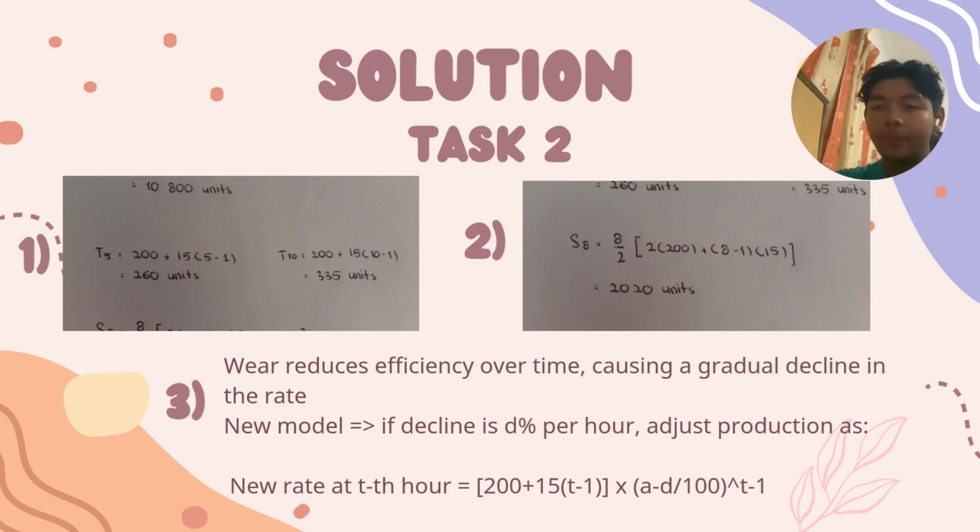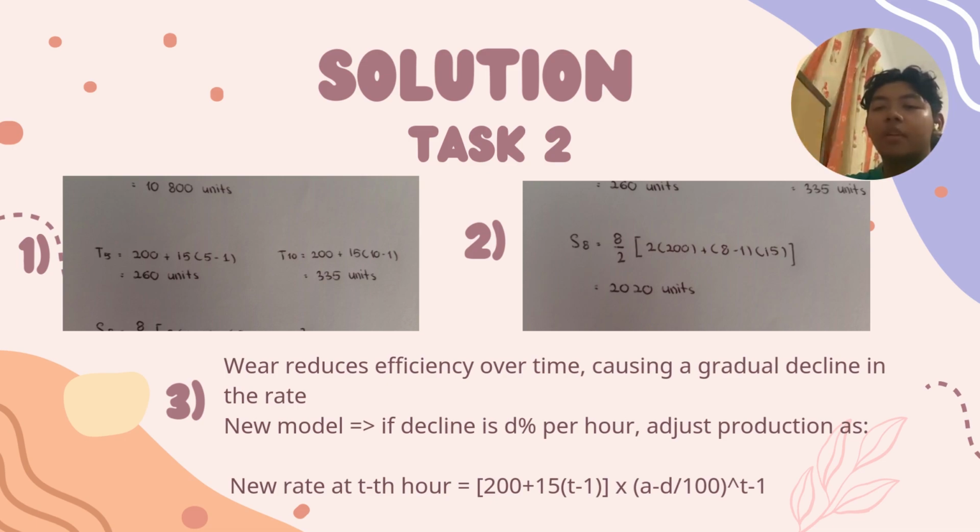Question 2, the formula for the sum of 8 hours is 8 over 2 times (2 times 200 plus (8 minus 1) times 15). It will equal 2020 units.